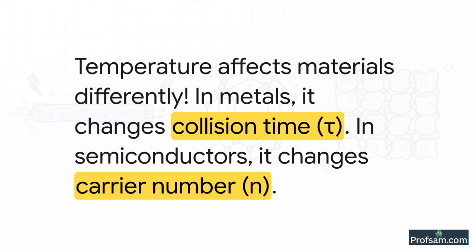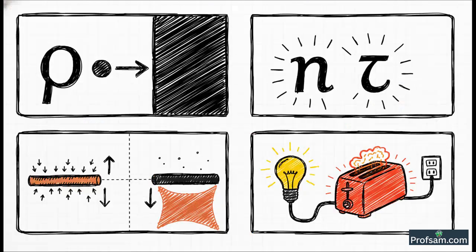When you change the temperature of these materials, something absolutely fascinating happens. In metals, temperature mainly affects tau, the collision time. But in semiconductors, temperature mainly affects N, the number of carriers. And this is why they behave in completely opposite ways when you heat them up. We'll study that next. So let's just quickly revise the key takeaways from today.